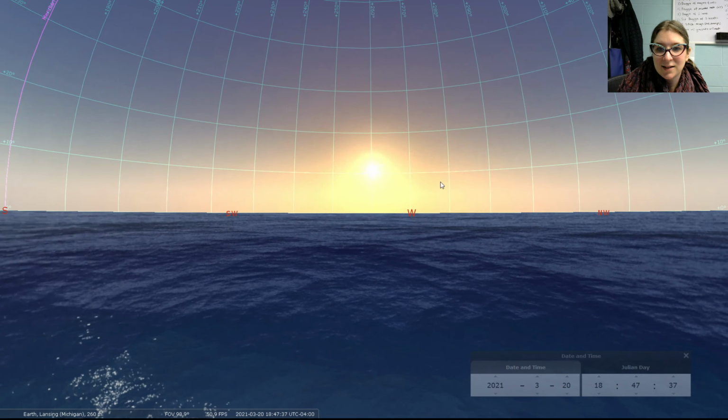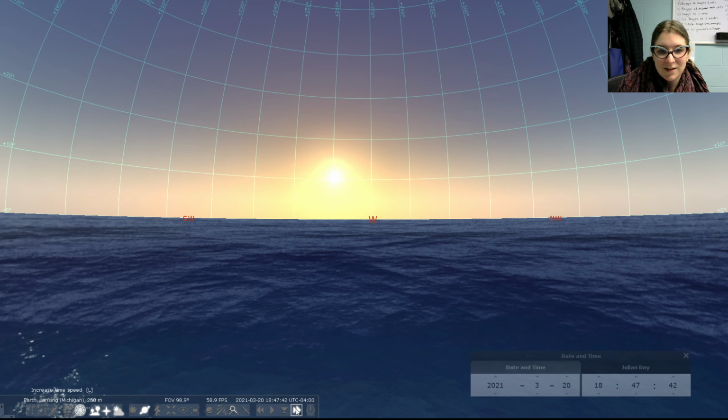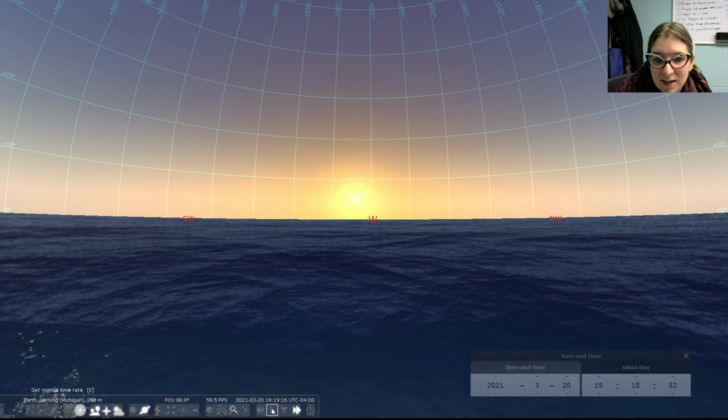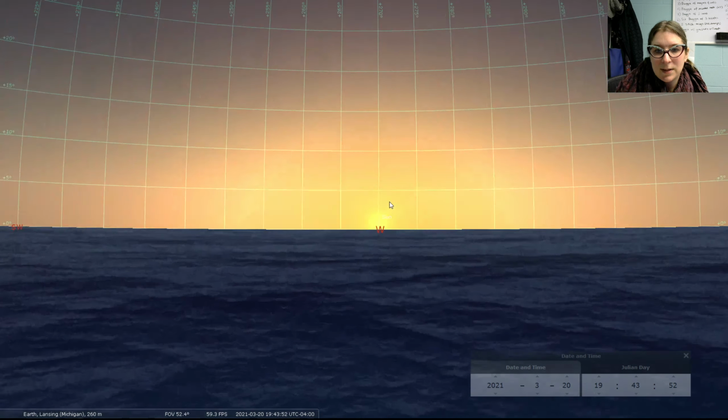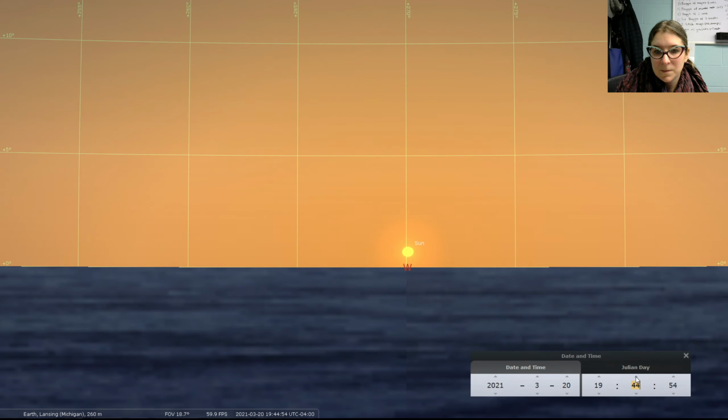Whee! It's fun to play with time. Right here is right when it sets. So it goes to about 7:45 in the evening. So we went from 7:45 in the morning to about 7:45 in the evening. So that gives us 12 hours of daylight. So we have less than 12 in the wintertime. We have more than 12 after the equinox in the summertime. But on the equinoxes, that's when we have about 12 hours of sunlight.